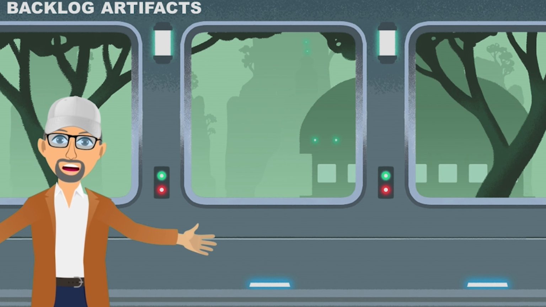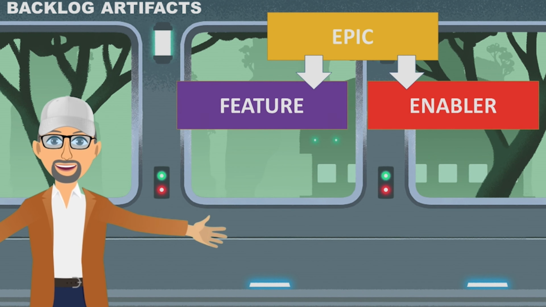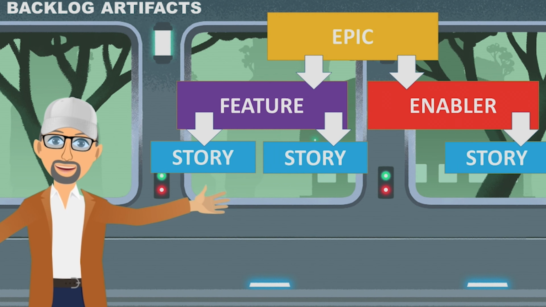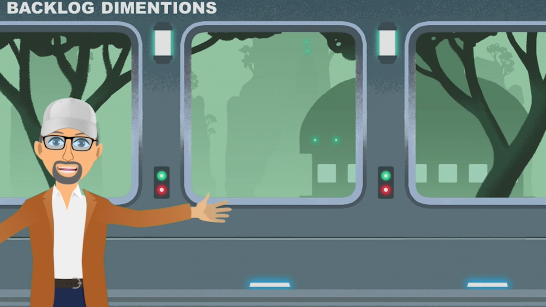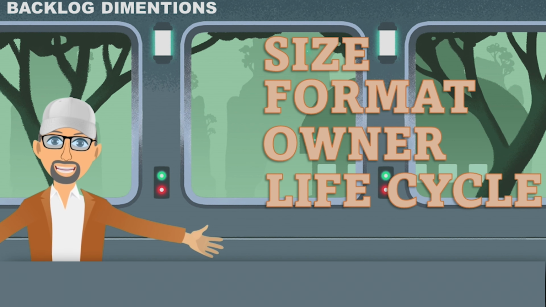So in SAFe, you've got some basic backlog artifacts. You've got your epics, your features and enablers, followed by your user stories. But all of these have something very important. They have characteristics known as the backlog dimensions. Those dimensions are the size, format, the owner, and the lifecycle. So let's break these down and talk about each one of these.